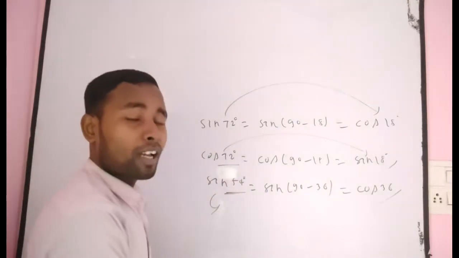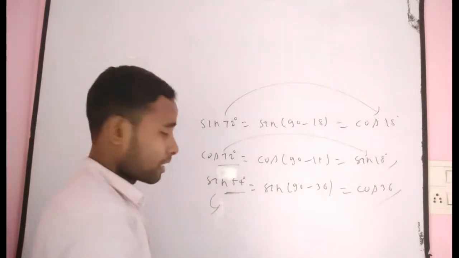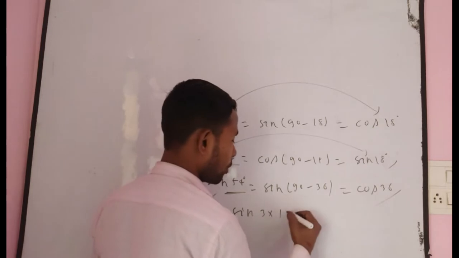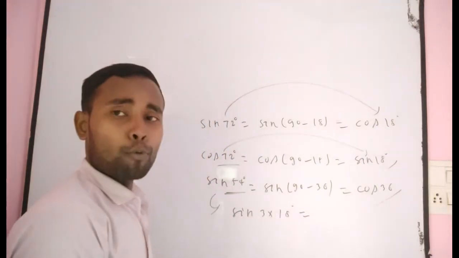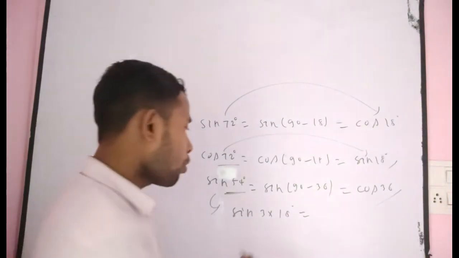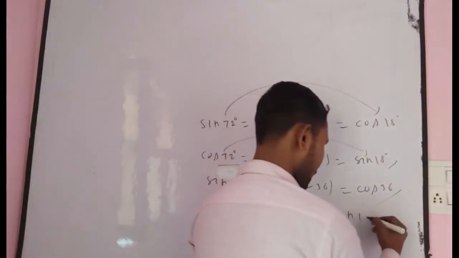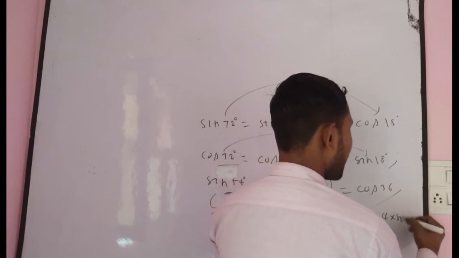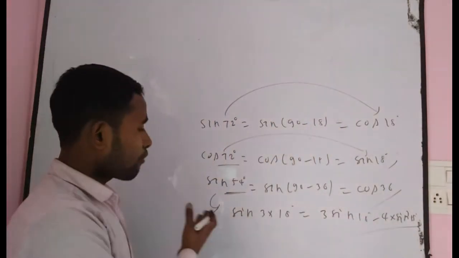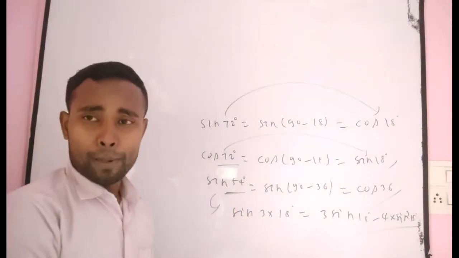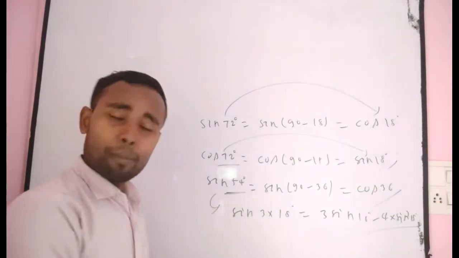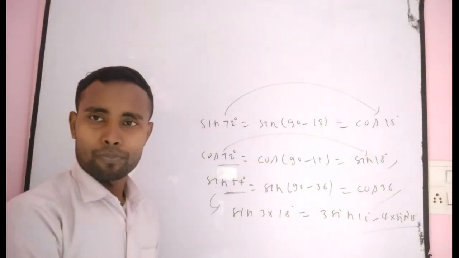There is also another process by which you can find the value of sin 54 degree. Can you write sin 54 is equal to sin 3 into 18 degree? Now you have to use sin 3 theta is equal to 3 sin theta minus 4 sin cube theta. So you can write 3 sin 18 degree minus 4 times sin cube 18 degree. This is a very simple way to find the value of all trigonometric angles which can be expressed as a compound angle or multiple or submultiple angle related to 18 degree.